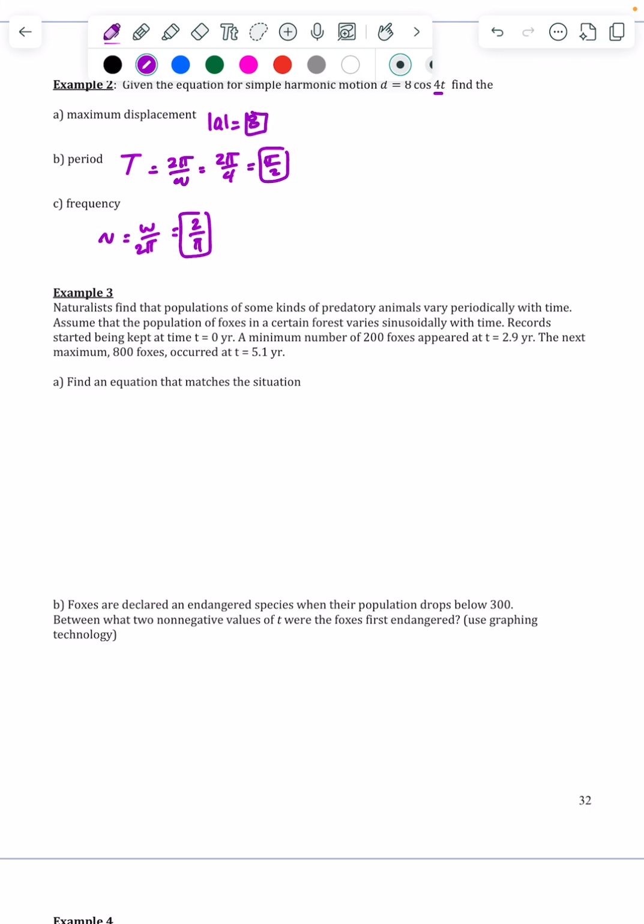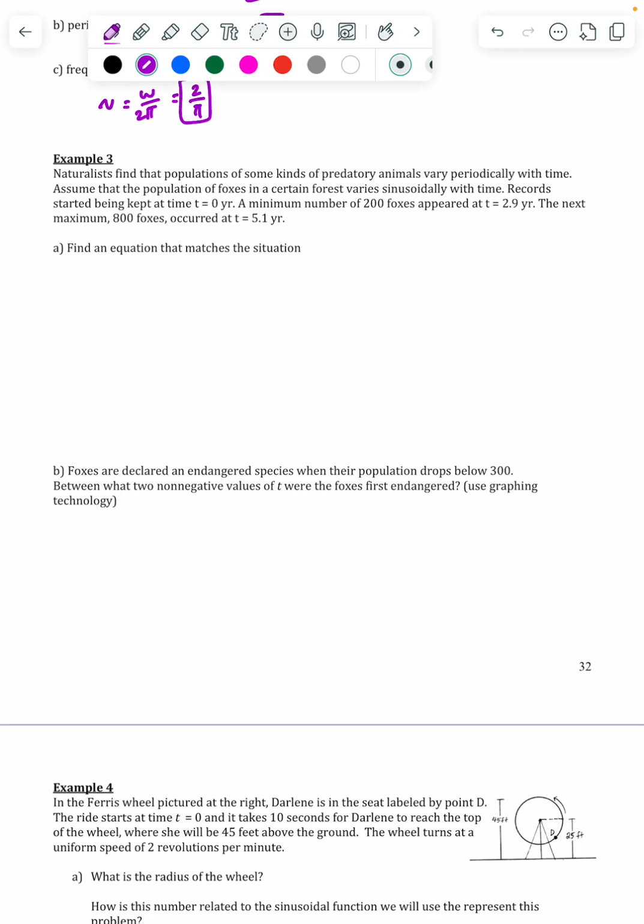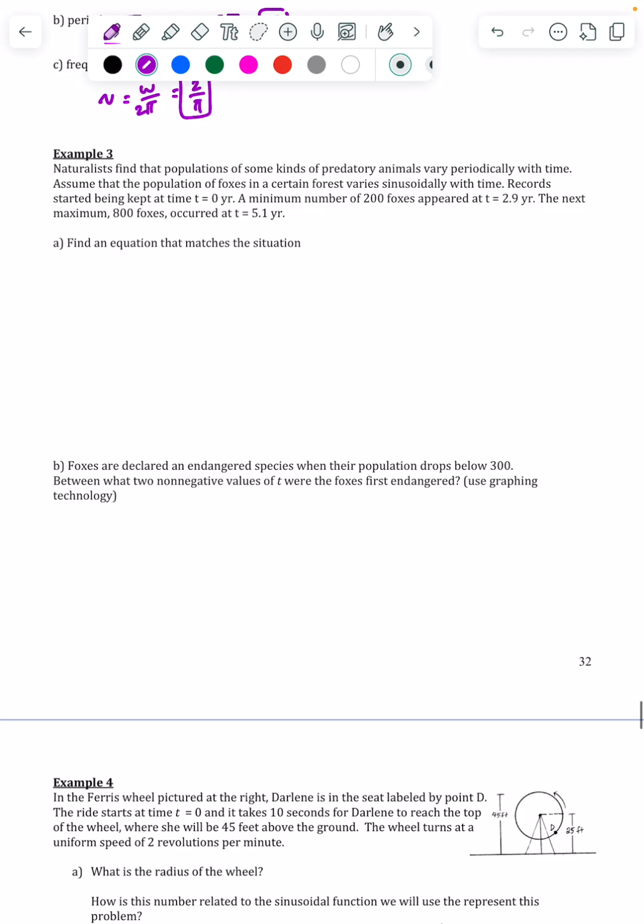Number 3, naturalists find that the populations of some kinds of predatory animals vary periodically with time. Assume that the population of foxes in a certain forest varies sinusoidally with time. Records started being kept at t equals 0 year. A minimum number of 200 foxes appeared at t equals 2.9 year. The next max of 800 foxes occurred at t equals 5.1 year. Find the equation that matches the situation.